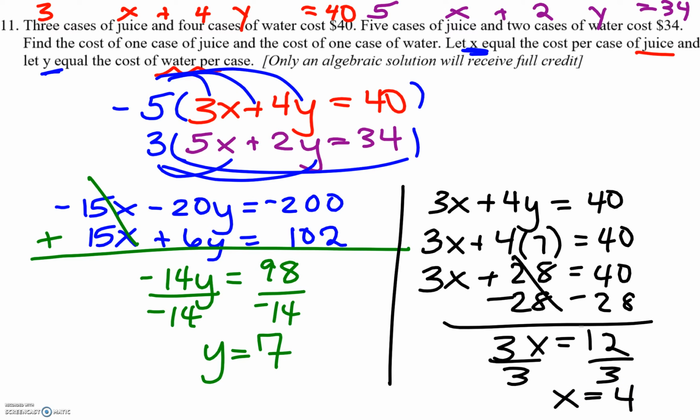Our final step is just to write it out. So we said juice is X, so juice is $4. And then a case of water is $7.